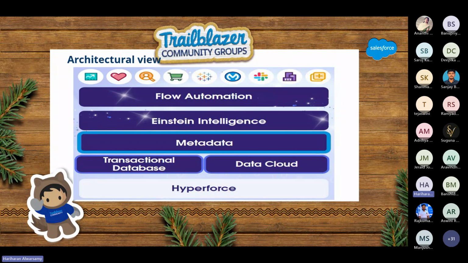Next, we are going to see the architectural view. If you see, the data cloud resides on top of the layer, on the bottom of the layer, so the layers above can use data cloud like our transactional database, like how we are accessing our account in our Lightning view. Likewise, we can access data cloud objects as well.